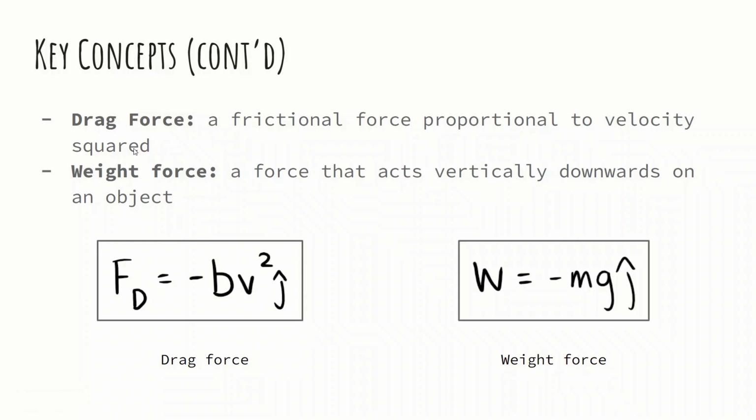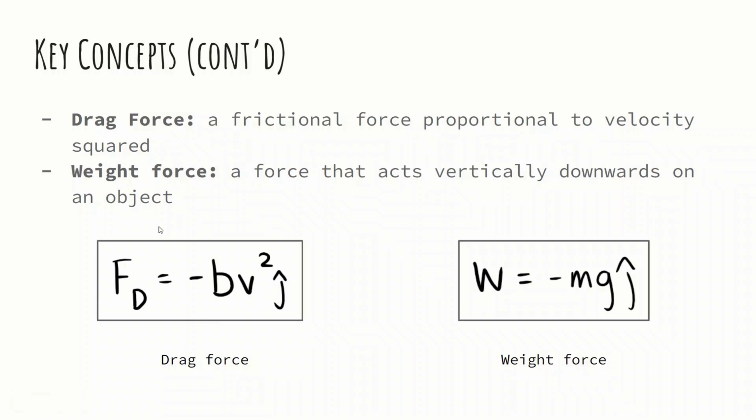The drag force is a frictional force, meaning it acts opposite to the direction of motion. The formula is seen below, with b being the proportionality constant, v being the object's velocity, and j hat being the unit vector in the y direction. Based on this formula, the drag force is directly proportional to the velocity squared, so as an object gets faster, the drag force should also get larger.